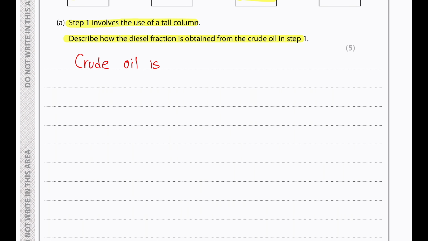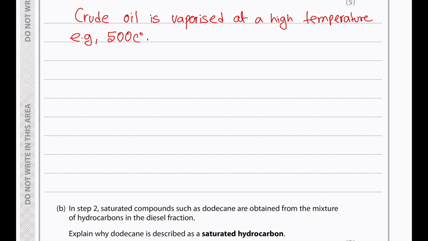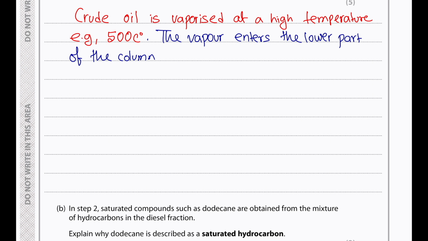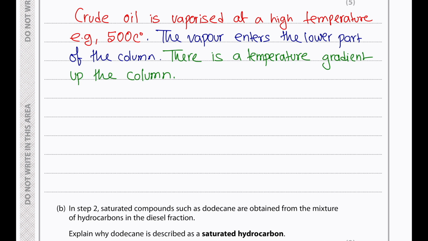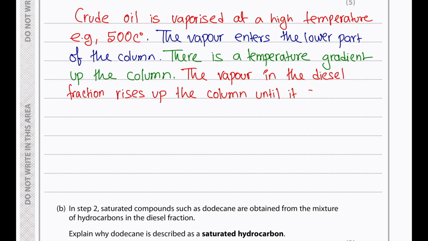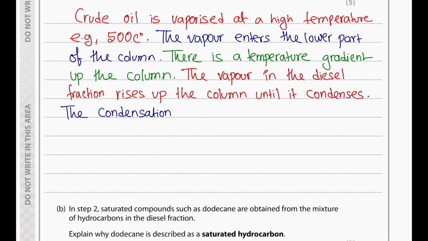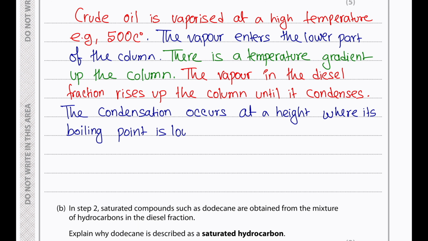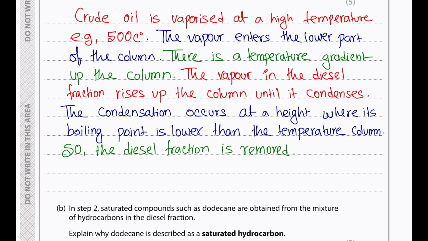Crude oil is heated at a very high temperature, for example 500 degrees Celsius. And then the vapor enters the lower part of the column. There is a temperature gradient as we move up the column. The vapor in the diesel fraction rises up the column until it condenses at a height where its boiling point is lower than the temperature in that column. So the diesel fraction is removed from that particular fractionating column.